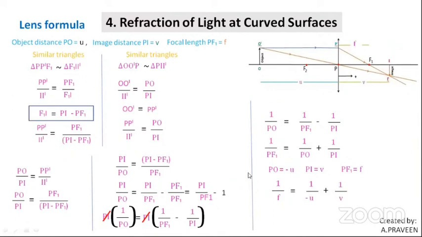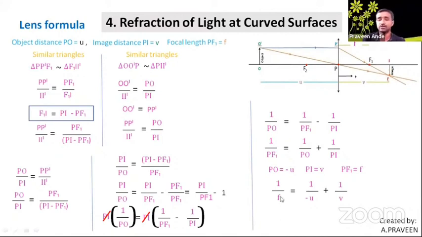Then let me change the positions of the terms according to those symbols. So the minus is written as the second term here: 1 by F is equal to 1 by V minus 1 by U. So this is the required equation for us. This equation is called the lens formula. The lens formula gives you the relation between the focal length, image distance and the object distance. So this is the derivation of the lens formula.